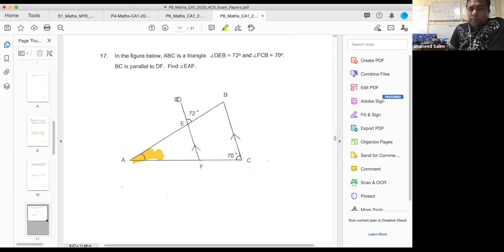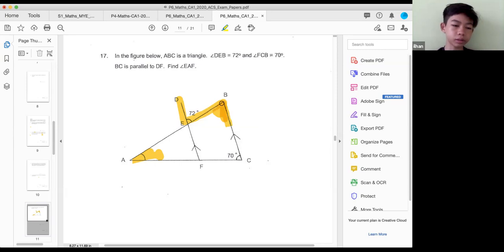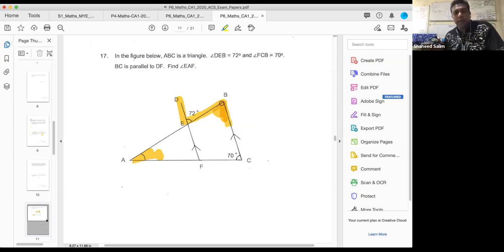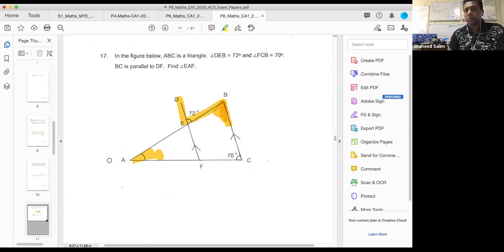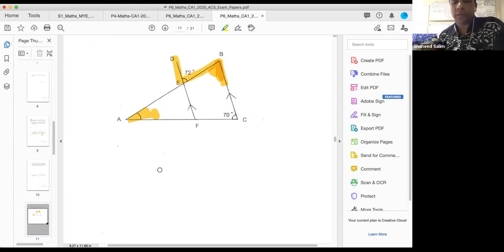Can you see this one? What's this angle? Oh, is it 38? 38, yes, I think you're right. Congratulations. Zain can do? Also 38. I take 180 minus 70 minus 72. Yes, correct. So this is 72, minus this 2, you get this one. So not too tough, huh? It's not too tough.